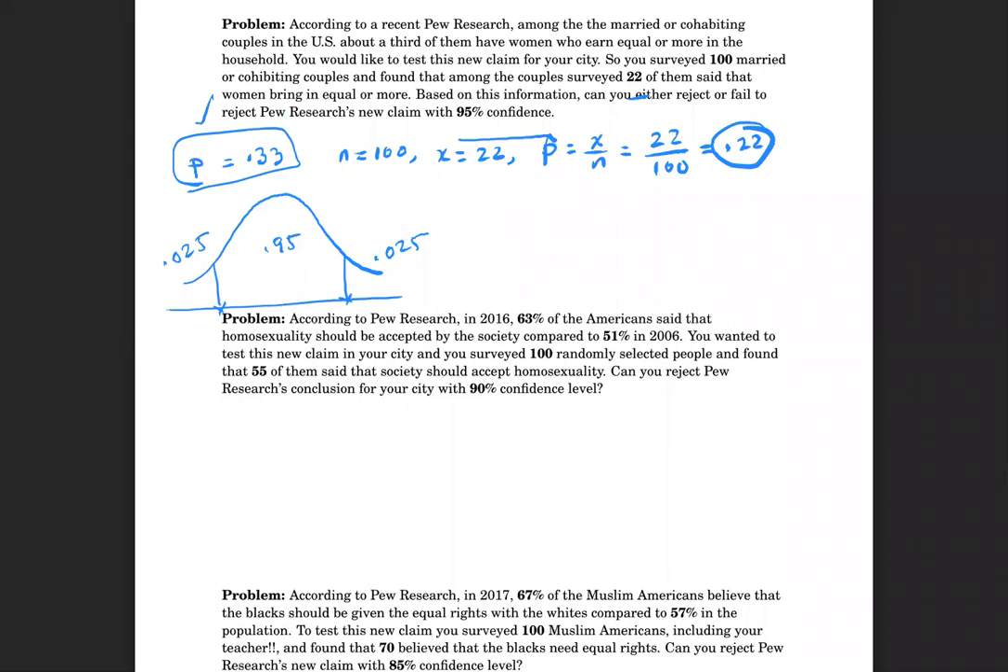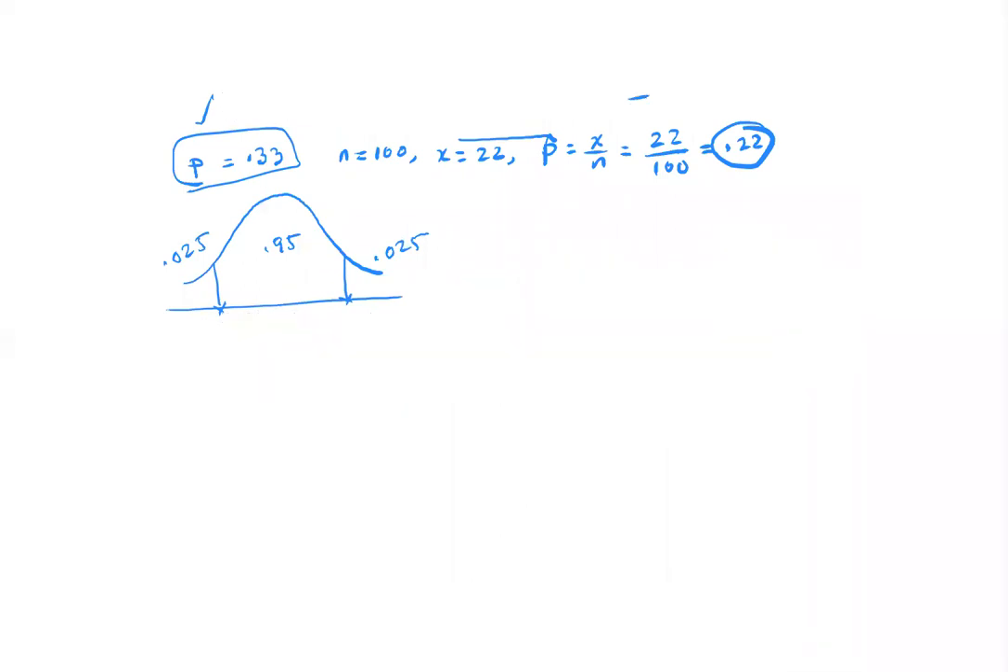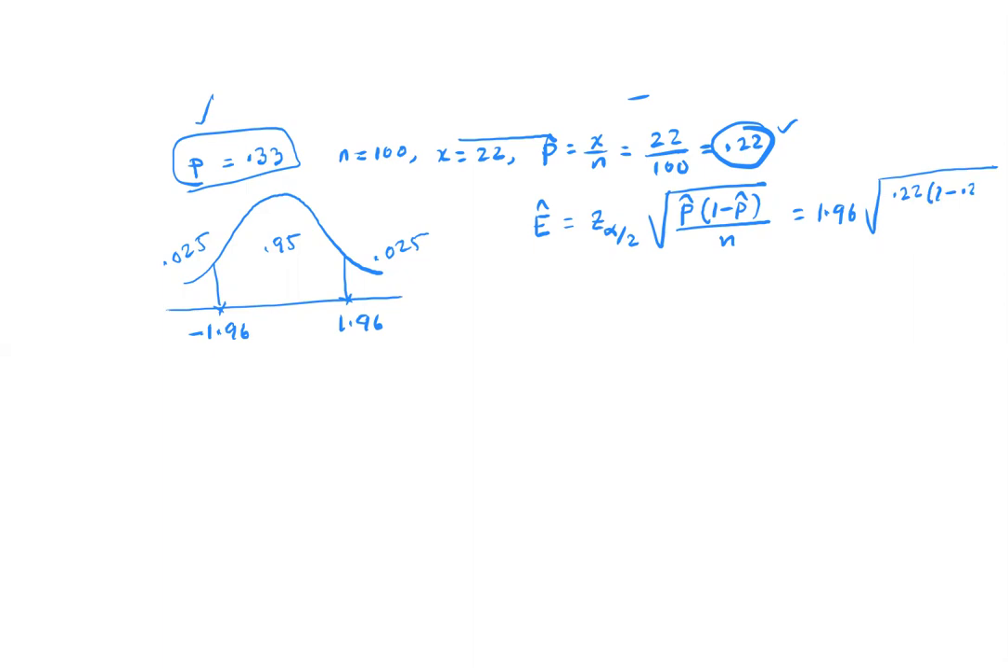So this is going to be negative 1.96, and this is going to be positive 1.96. Your margin of error is going to be z sub alpha over 2 times the square root of p hat times 1 minus p hat, all of it divided by n. So 1.96 times the square root of p hat, which is 0.22, times 1 minus 0.22, all of it divided by the sample size 100. And if I do the math, what do I get?